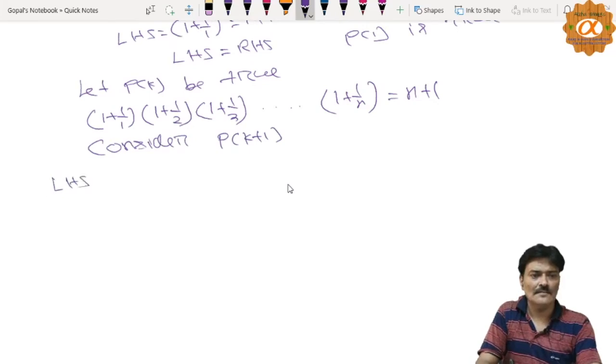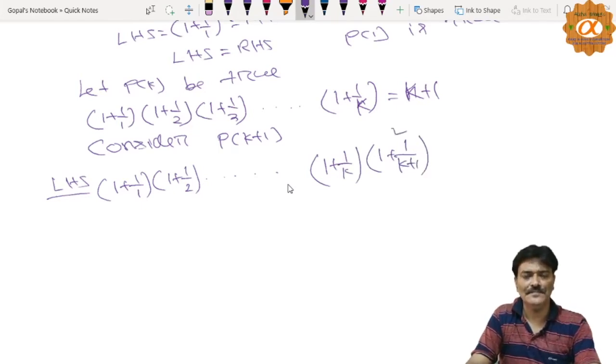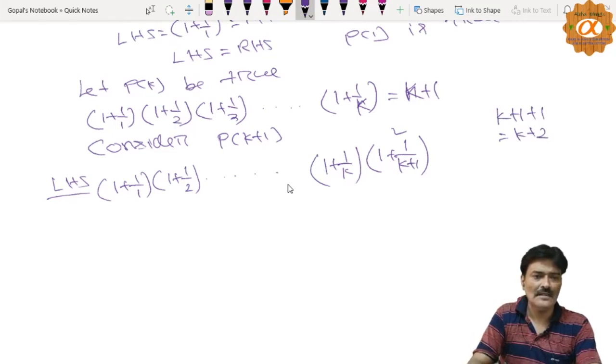LHS part, it is equal to (1 plus 1 by 1) multiplied by (1 plus 1 by 2) and so on. This is actually k, मैंने k लिया हुआ है, तो 1 plus 1 by k multiplied by (1 plus 1 by k plus 1), ये एक टर्म एक्स्ट्रा आ गया. अच्छा, रिक्वायरमेंट क्या है? रिक्वायरमेंट होना चाहिए k plus 1 plus 1, that means k plus 2 प्रूव हो जाना चाहिए. यहां से लेकर यहां तक हम रिप्लेस कर देंगे. वैल्यू क्या है? k plus 1, तो ये आ गया k plus 1.